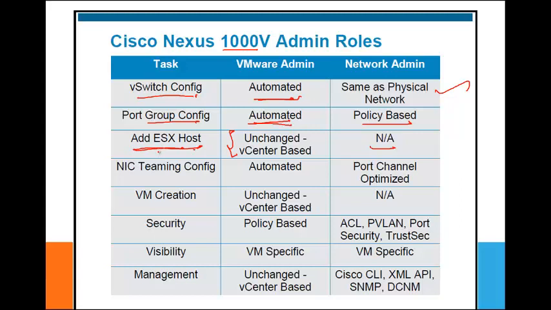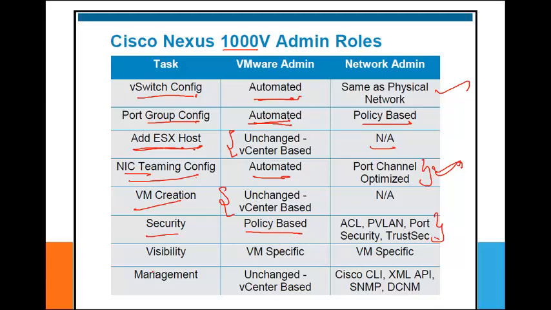NIC teaming, we have something called port channel optimized. We do the port channeling, that's called NIC teaming. Here it is automated because we do the port channel. VM creation, again it has to be carried out by vCenter, VMware client. Security, we provide security and that is bound as a policy to the VMs by the VM team.